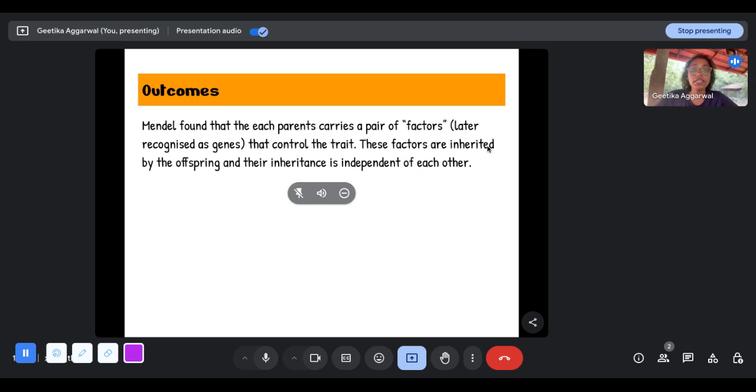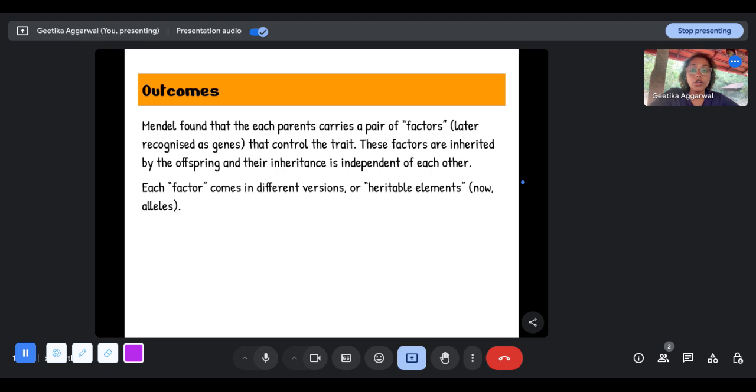And these factors can be inherited by the offspring, and their inheritance is independent of each other. So these factors are passed on to the offspring, and that is how inheritance, or heredity, happens. Each factor comes in different versions. So we have, say, two factors, for example tall and tall. So there are two copies, and they can come in different versions.